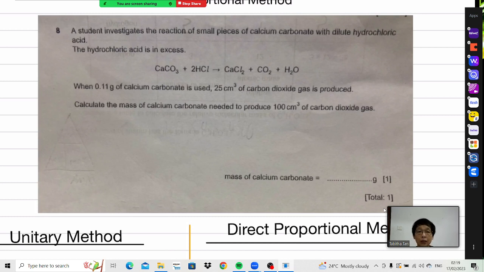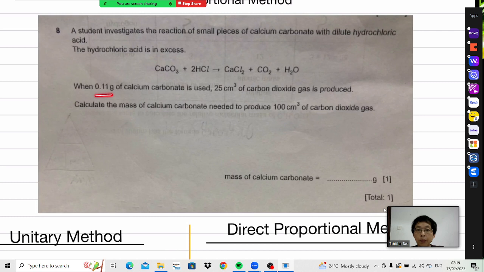Okay, now this is a real past question. A student investigates the reaction of a small piece of calcium carbonate with dilute hydrochloric acid. The hydrochloric acid is in excess. Of course, we shall keep more explanation for all this for another time. Now we want to focus only on reacting mass. So let's focus on what is of interest to us.